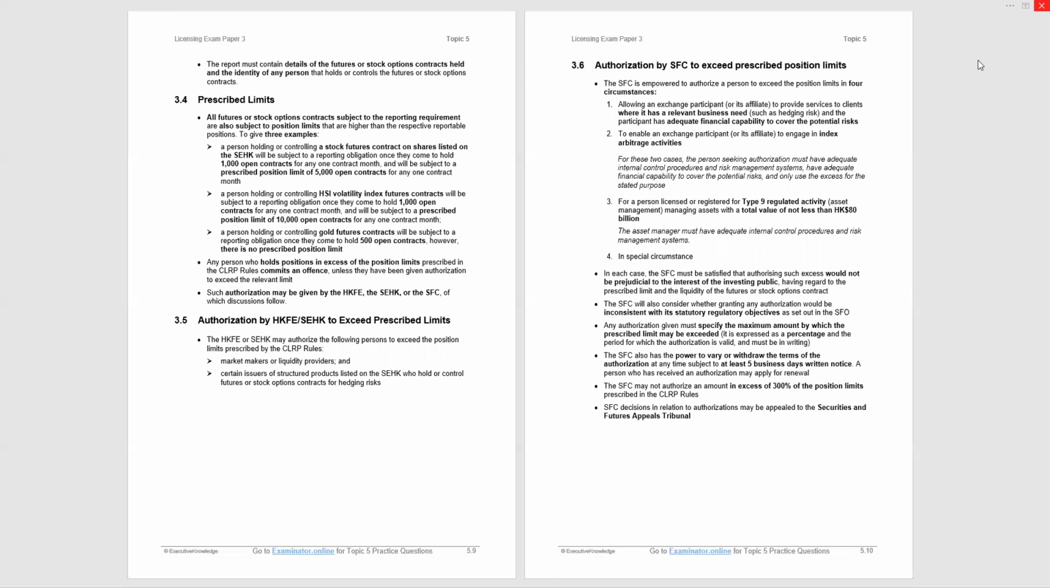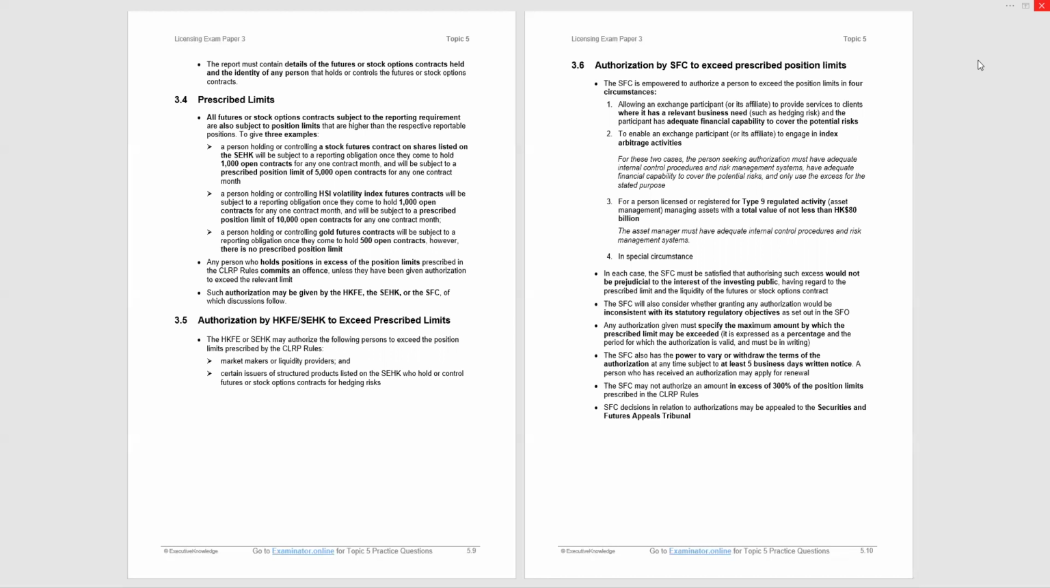You cannot go beyond these limits unless you're authorized, and we'll consider that in a moment. All futures or stock option contracts subject to this reporting requirement are also subject to prescribed limits, or position limits. They will be higher, obviously, than the reportable position. And we're given in the notes 3 examples. If you're holding or controlling a stock futures contract on shares listed on the stock exchange, then the reportable level is 1,000 open contracts for any one contract month, and the prescribed position limit is 5,000 open contracts.